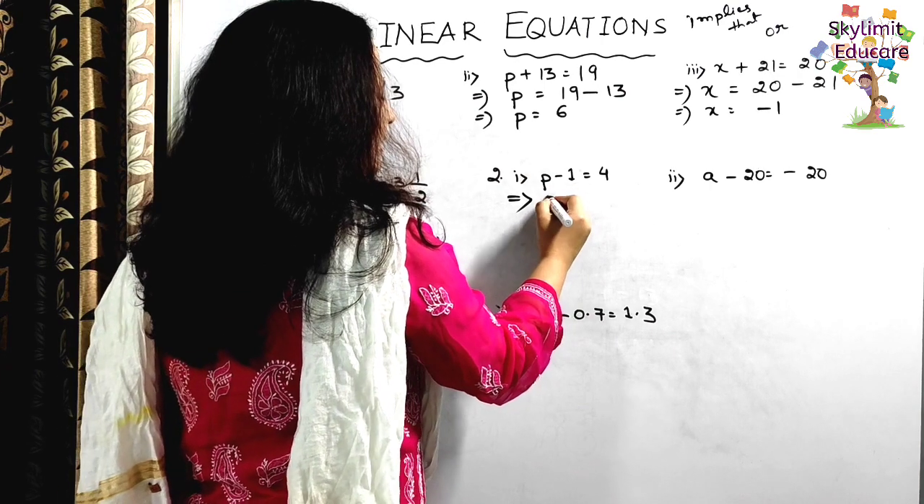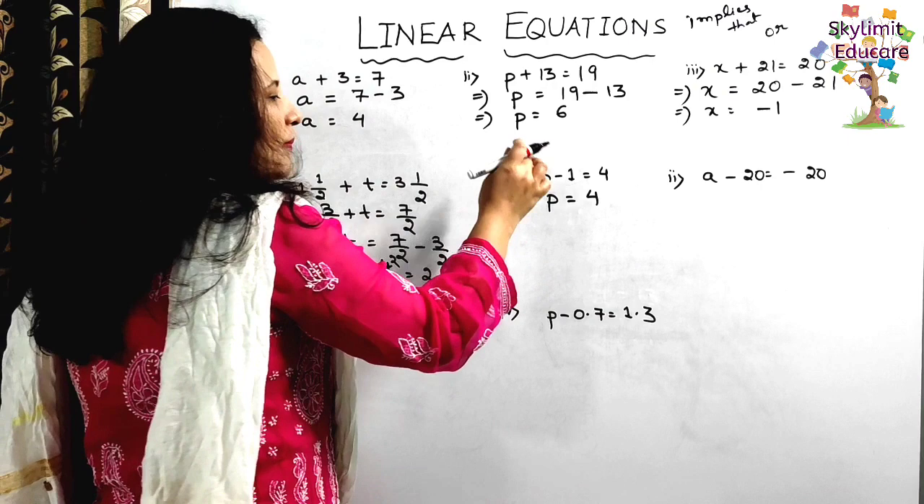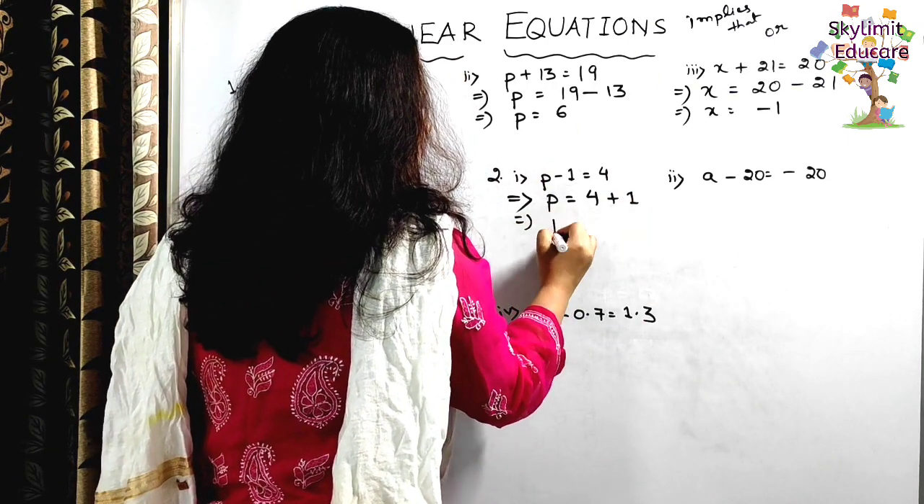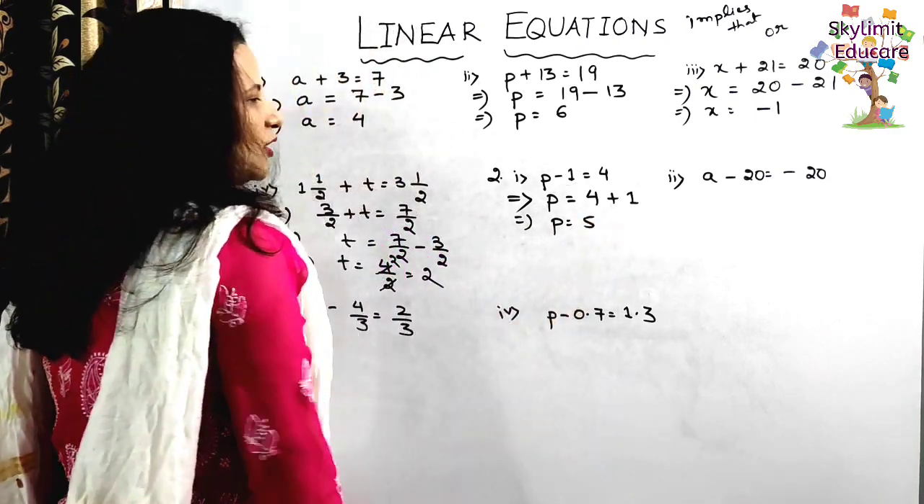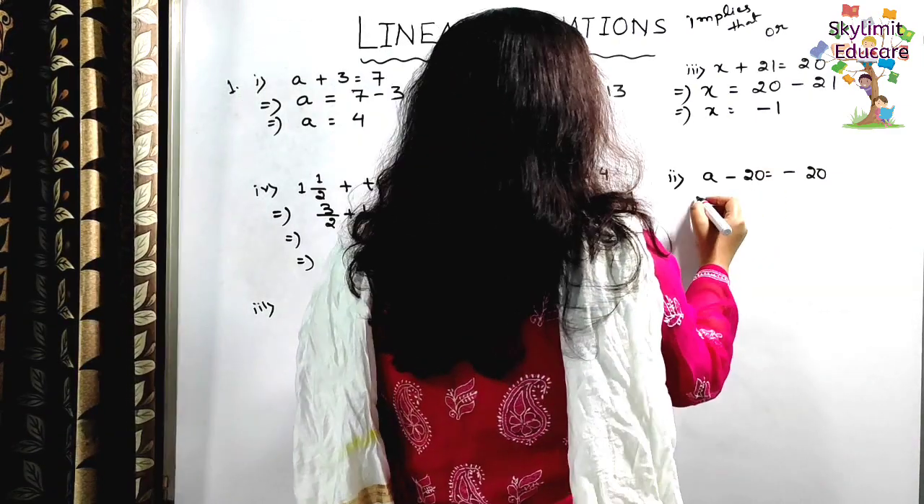So now P will be. Now what is there on the right hand side? 4 is there. So now minus 1 goes to the right hand side, becomes what? Plus 1. So what is the value of P we have got? 5. You can check out. 5 minus 1 is how much? 4 only. Correct?